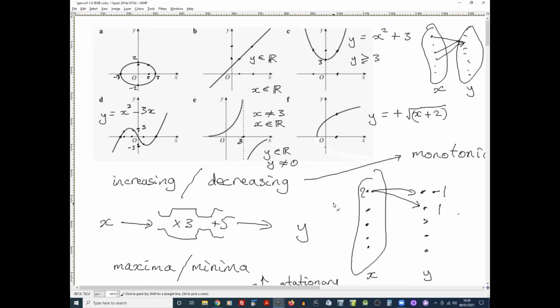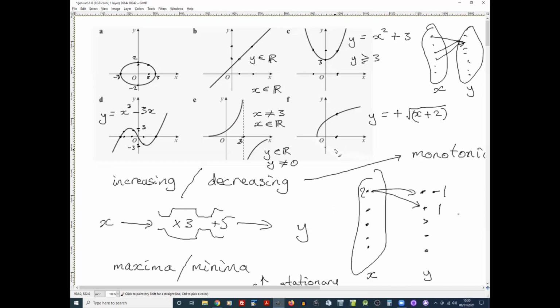How did we classify A and F? Well, A was many to one to many. Yes. So being one to many means you can't be a function. Yes, that's exactly it. If it's one to many, it can't be a function.